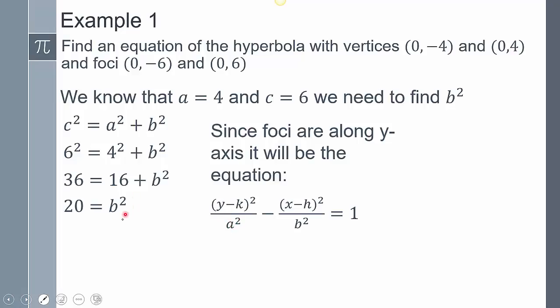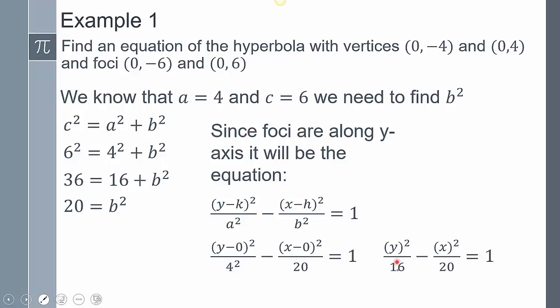Now that I know what my b squared is, I can take all those values and plug them in. Since my center is (0, 0), that's why it says y minus 0 squared and x minus 0 squared. Simplifying that, you're going to get y squared over 16 minus x squared over 20 equals 1. Once again, I want to point out a squared is no longer the idea that it's the biggest value. A squared is now whatever the positive value is.